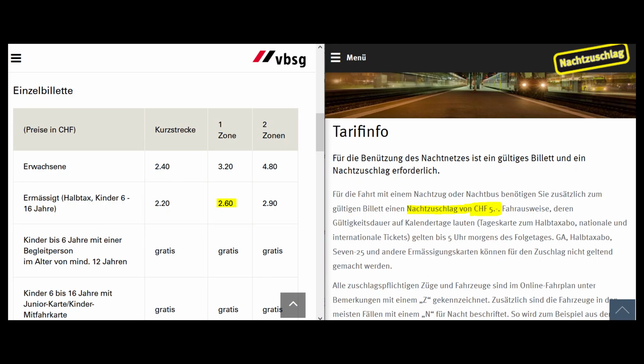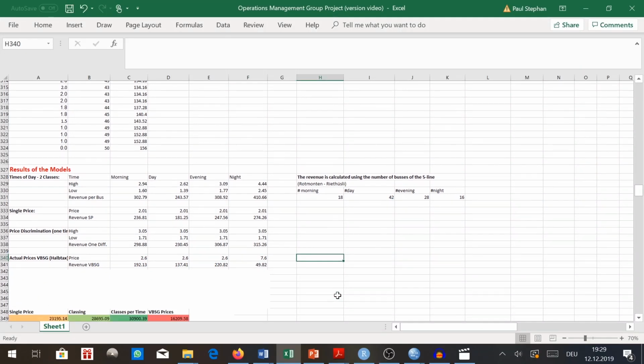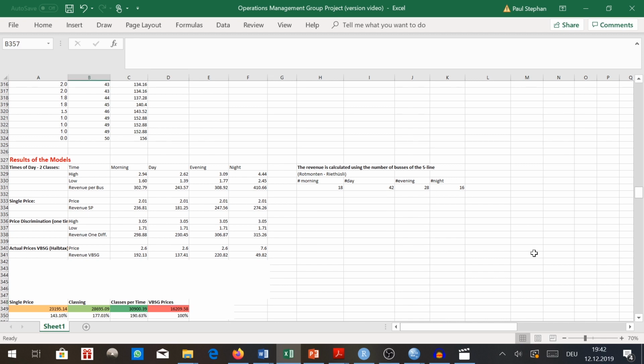For the current model of the Transport Association St. Gallen, we take the tariff for 2.6 francs on the day and 7.6 francs in the night. The model, which differentiates both the classes as well as the time of day, generates the most revenue, followed by the simple classing and our single price. Since, according to our demand curves, the current prices are too high, the revenue is lower than with our single prices. Now we asked ourselves the questions.